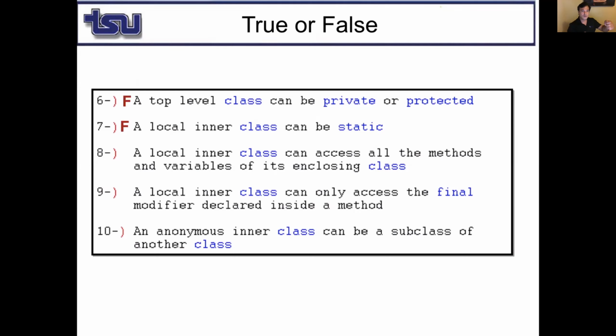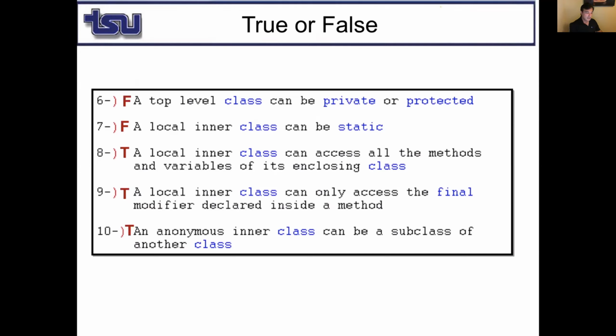Local inner class can be static. As I said, for local variables it doesn't make any sense to have static or non-static. So similarly, you cannot have a static local inner class. A local inner class can access all the methods and variables of its enclosing class. Yes, but we said that it can only access the final variables declared within the method.